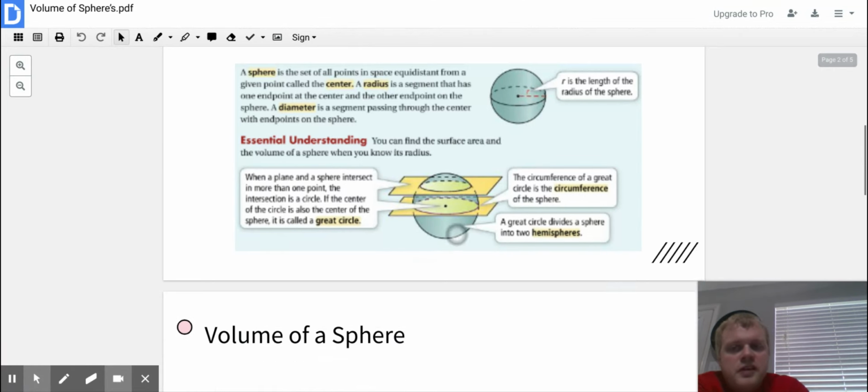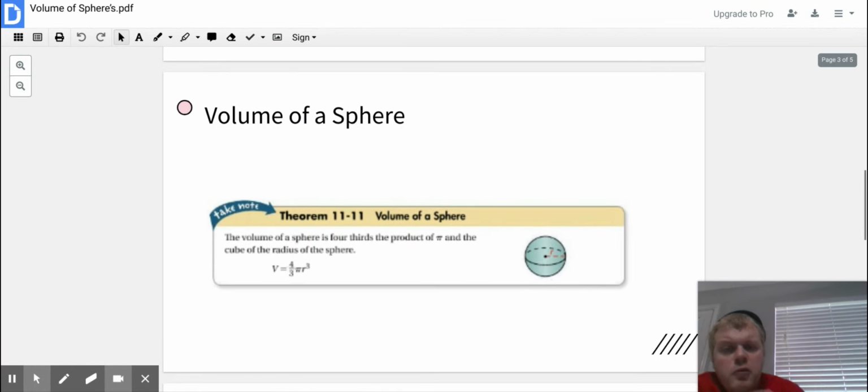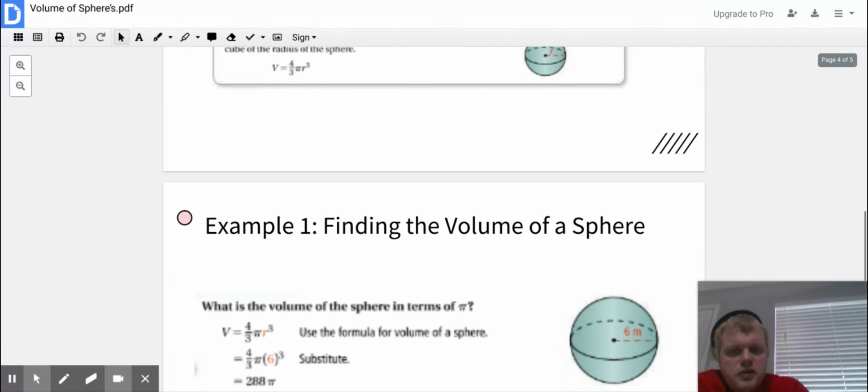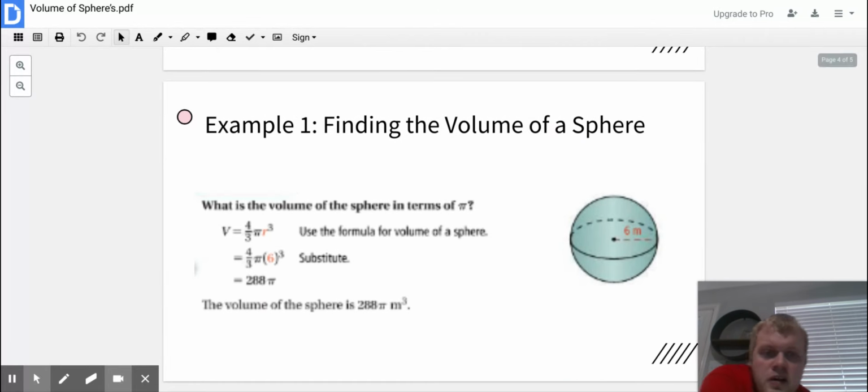All right, and the formula that we're going to be using today, guys, is V equals 4/3 pi r cubed. So essentially, to find the volume, all you really need is the radius. Very simple. So let's look at an example here, finding the volume of a sphere.